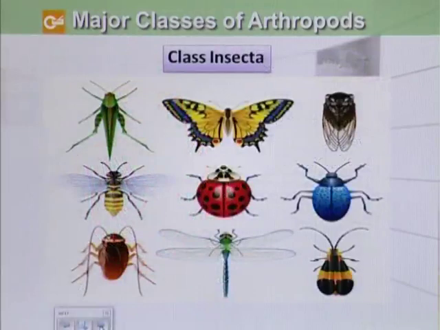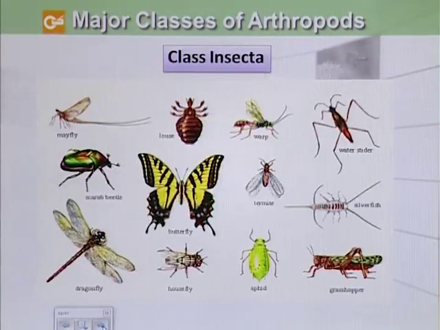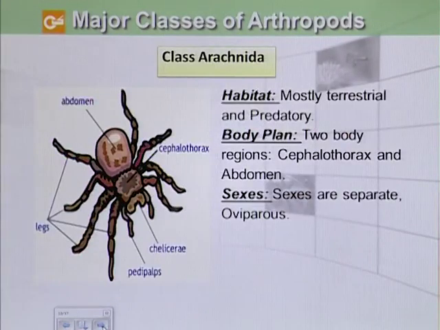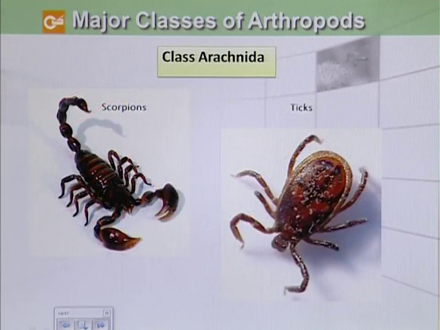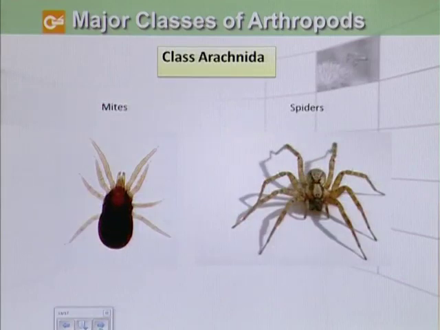The examples of insects are shown here: ladybird, butterflies, houseflies, aphids, termites, wasps, larvae, dragonfly. These all are examples of class Insecta. And then we have class Arachnida. It is mostly terrestrial, and they are predatory, and they have 2 body regions, cephalothorax shown here, and then they have abdomen, and their sexes are also separate, and they are oviparous. The examples of class Arachnida are scorpions, ticks, mites, and spiders.